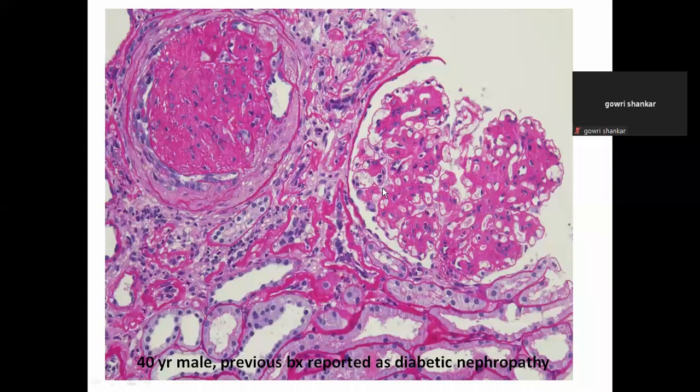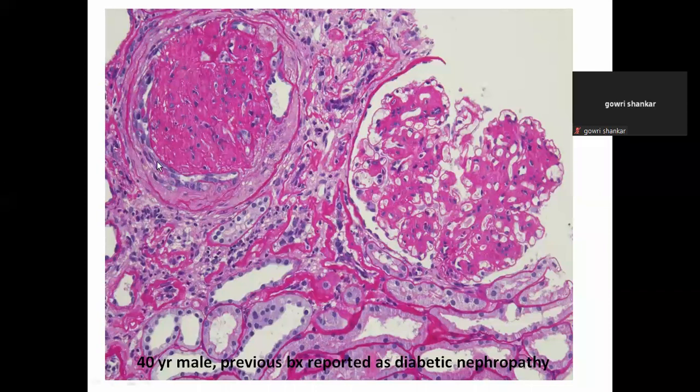These glomeruli are large. One glomerulus is globally sclerosed, and it seemed that there is some kind of a crescent. That is unusual for diabetes, but sometimes what happens is that in a globally sclerosed glomerulus, the overlying podocytes and parietal epithelial cells start showing reactive proliferation, which will appear as a pseudo crescent. So actually not a true crescent, but a pseudo crescent.